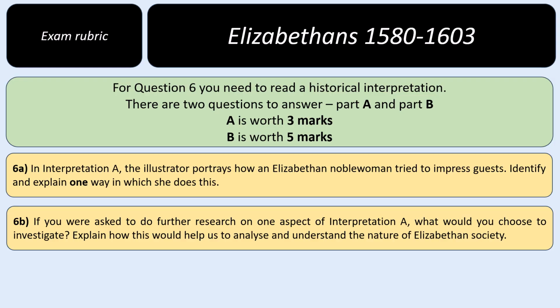So 6A, we're going to look at the question interpretation A. The illustrator portrays how an Elizabethan noblewoman tried to impress guests. Identify and explain one way in which she does this. And 6B, if you were asked to do further research on one aspect of interpretation A, what would you choose to investigate? Explain how this would help us analyse and understand the nature of Elizabethan society.